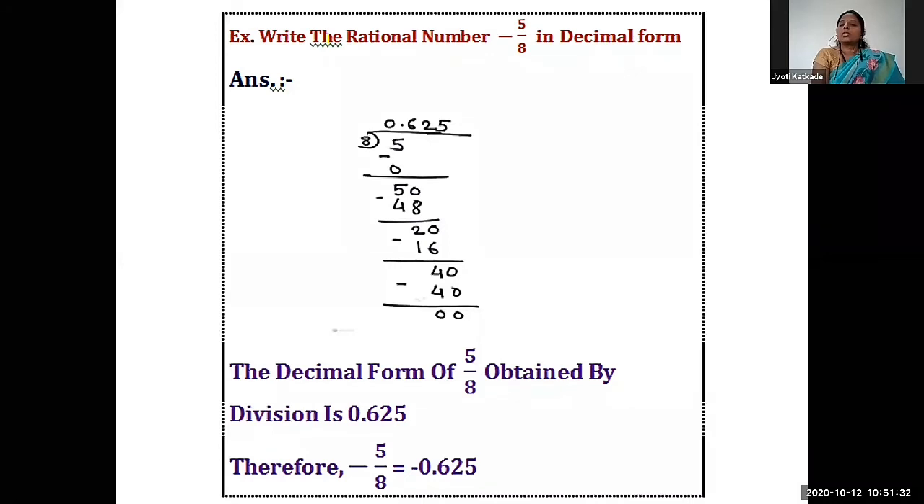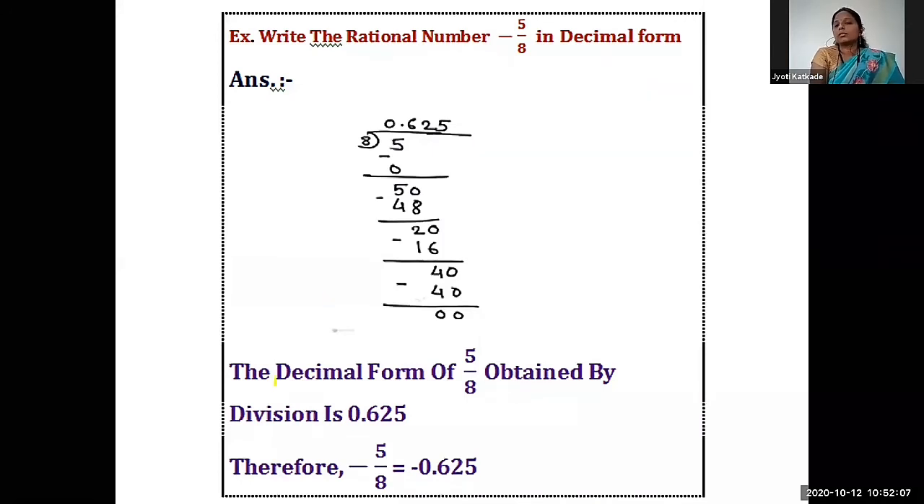This is the answer of plus 5 upon 8. Now the decimal form of minus 5 upon 8 is minus 0.625. How can we solve a negative rational number? In this way. First of all, divide the numerator by the denominator. Then we get one quotient and take the minus sign to that quotient. Okay. Now see the next example.